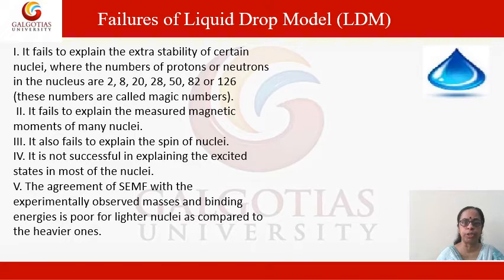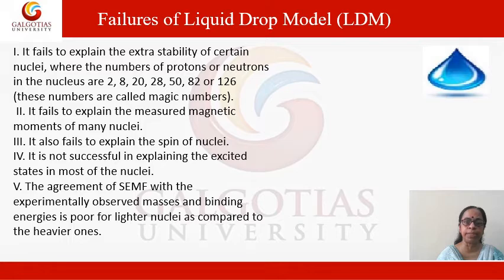Failures of the liquid drop model. It fails to explain the extra stability of certain nuclei, where the numbers of protons or neutrons in the nucleus are 2, 8, 28, 50, 82 or 126. These numbers are called magic numbers.